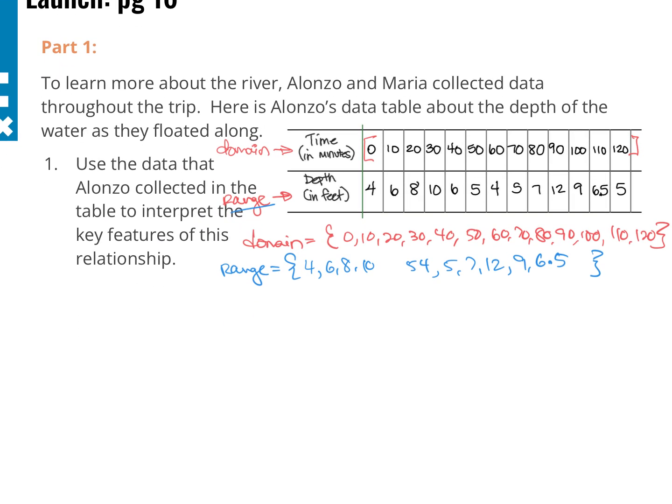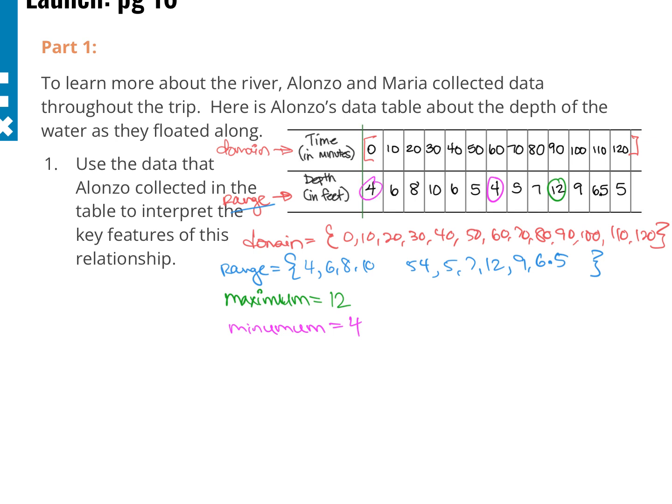All right, other key features that we can talk about. Do we have a maximum? We're looking at the y values, or the depth in feet. And we're looking for that maximum. Is there a number that is the biggest? Okay, well, that's 12. Let's also look at the minimum, the smallest number on the y's. Notice how it's 4. We have 4 twice, and that's okay.